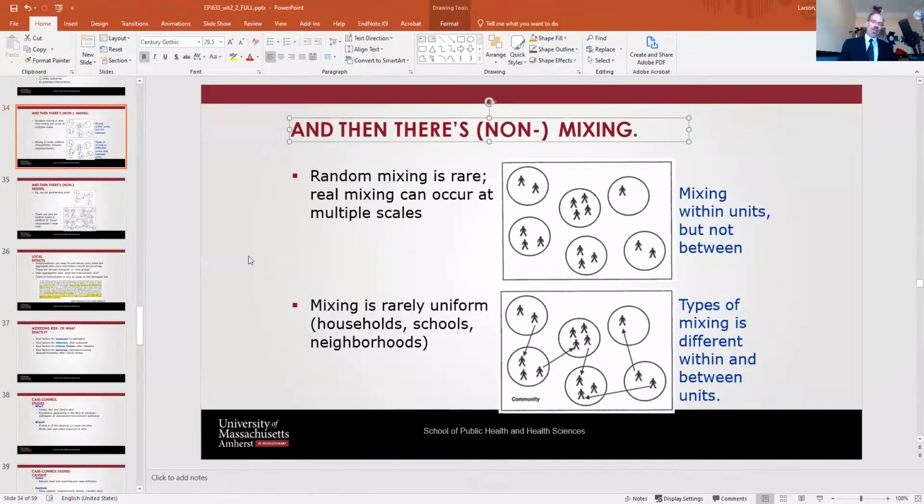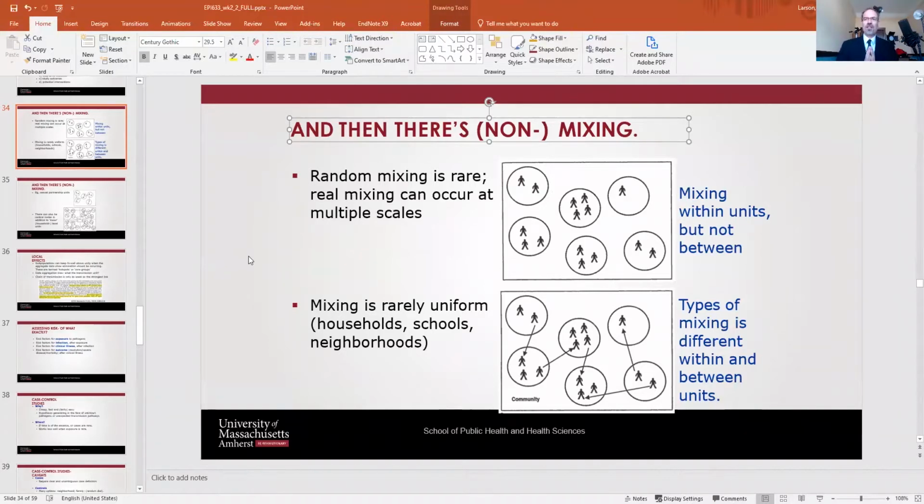And then there's non-mixing, right? So this is one thing, we're sort of jumping the gun a little bit here on transmission modeling. But assuming random mixing, that is, all people are likely to have as much contact with everyone else as anyone else, this really rarely occurs. People rarely mix in a uniform manner. They tend to be clustered within their schools or their colleges or their families, their churches or whatever. They're not necessarily having contact with everyone.